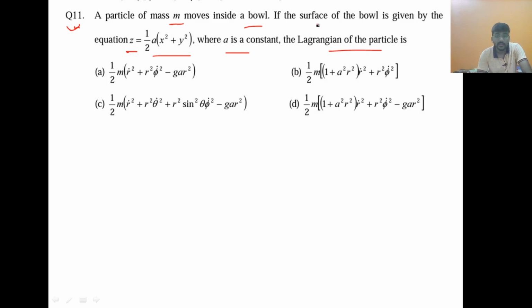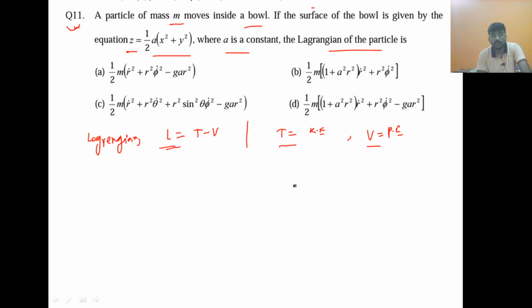So we know the Lagrangian of a particle is nothing but L is equal to T minus V, where T is the kinetic energy of the particle or the system of particles and V is the potential energy. So to find the Lagrangian, we have to find the kinetic energy and potential energy first. So we have to consider the system. Here the particle of mass m is moving inside a bowl. Let me draw the figure. The figure will be something like this.